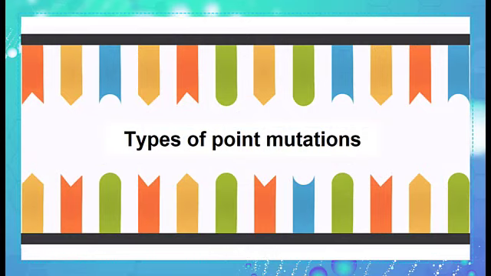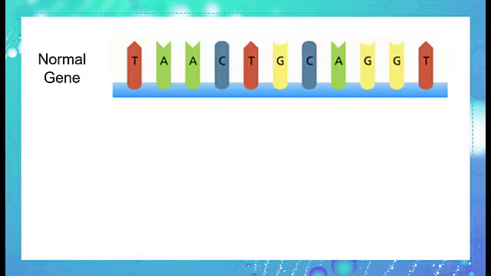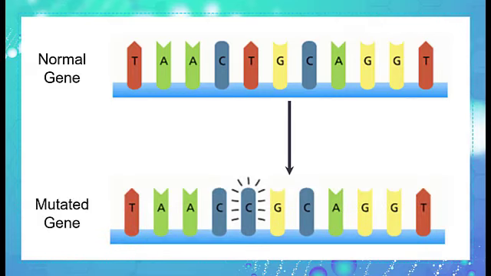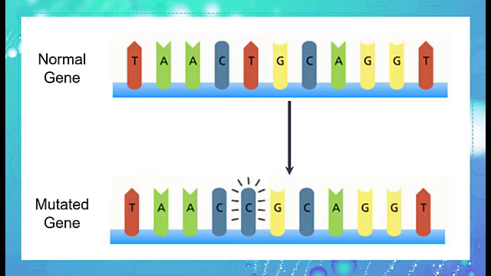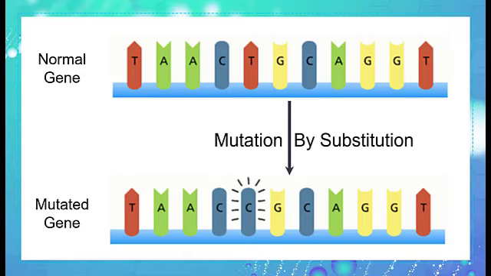To identify the type of a mutation, you need to compare the normal and mutated sequences of DNA. Here is the coding strand of a normal gene. A mutation occurs to this gene. It becomes a mutated gene. Notice that during this mutation, one nucleotide T is replaced by another nucleotide C. This mutation is called a mutation by substitution. Don't forget to mention that this mutation is a point mutation since it affects only one nucleotide.